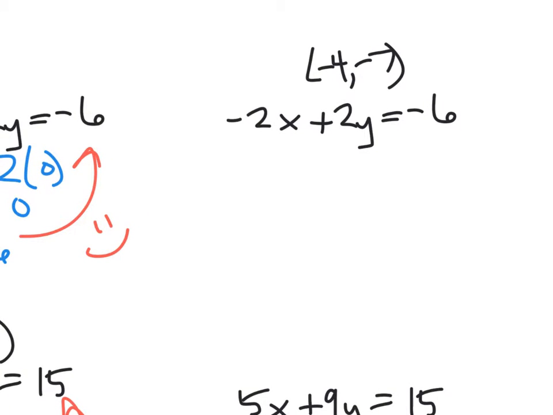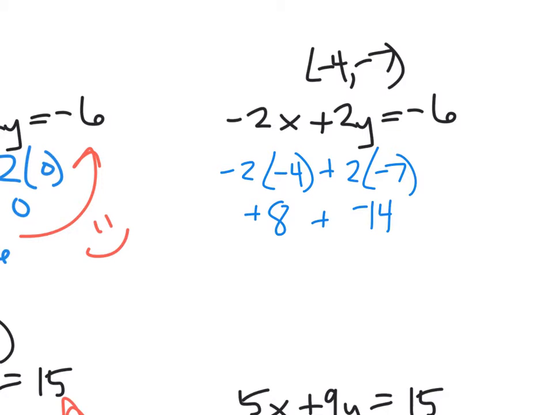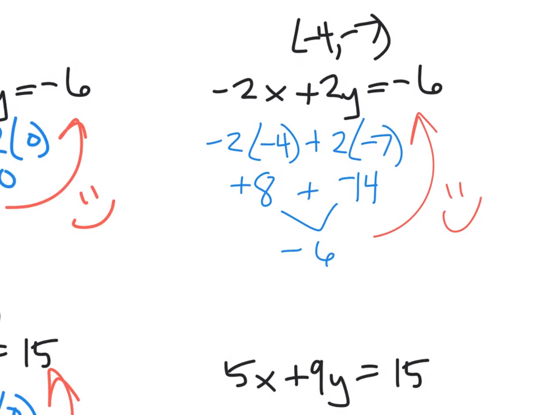So here's our point, and we're going to substitute negative 2 times negative 4 plus 2 times negative 7. So this becomes positive 8 plus, and this ends up being negative 14, which indeed equals negative 6. So that works. That's a smiley face. So now we got to see if negative 4, negative 7 works down here.